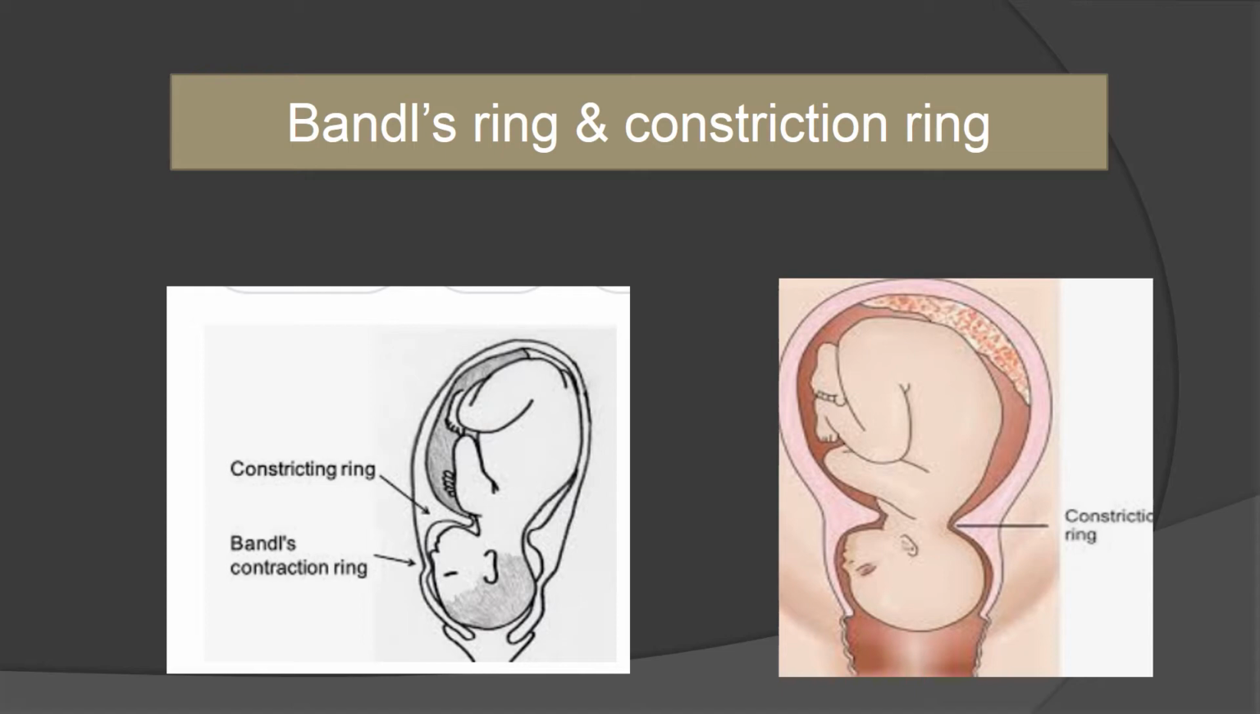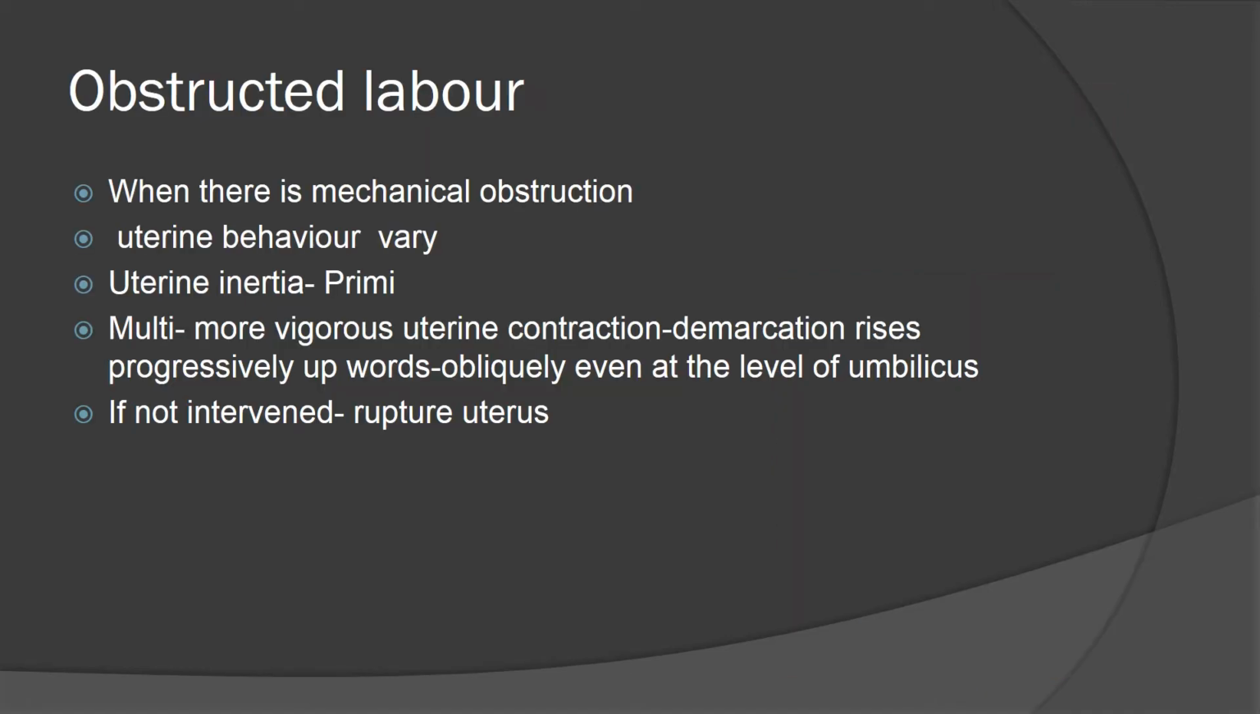Whereas Bandl's ring is a result of tonic uterine contraction. There is no loss of polarity, and it always occurs at the junction of the upper segment and lower segment.